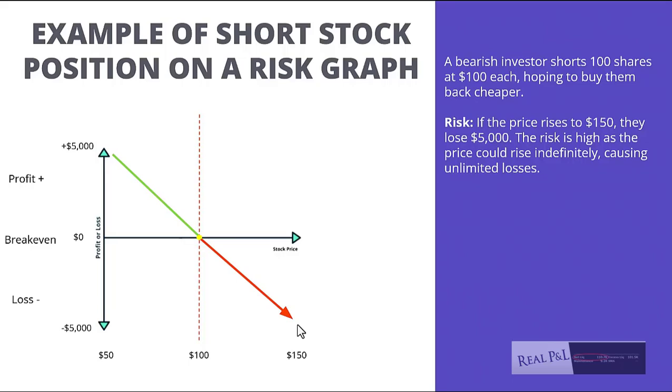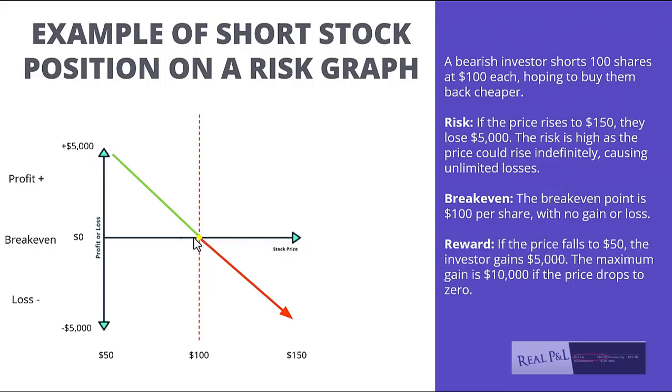So the risk is high as the price could rise indefinitely, and it could cause unlimited losses, as can happen when you short, because the price of the stock can go to infinity. But on the downside, it's not so bad. It can only go to zero. The break-even point is at $100 right here. So here's the price of 100, and if we look up here, this would intersect at the break-even point.